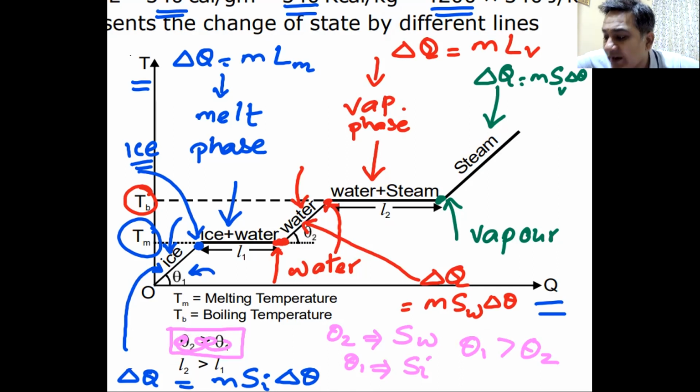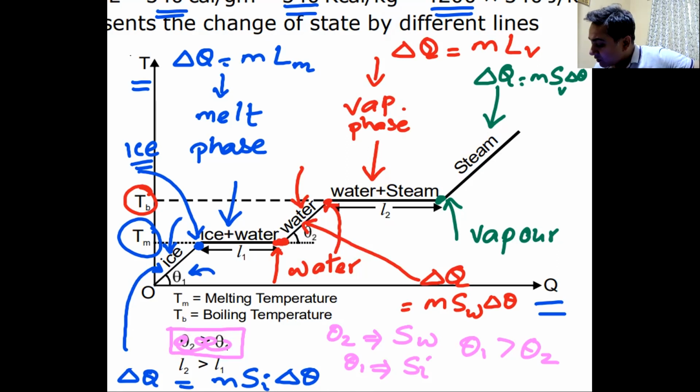Do we understand this? Can I have some raised hands that we understand this? That means it will take more heat for water to increase its temperature. It will take less heat for ice to increase its temperature. Do we understand this?